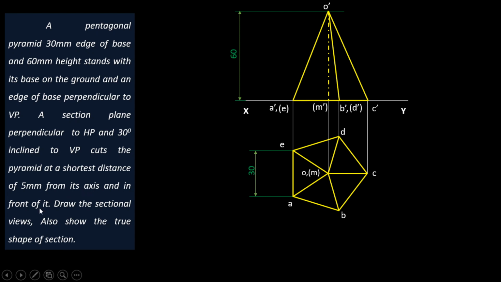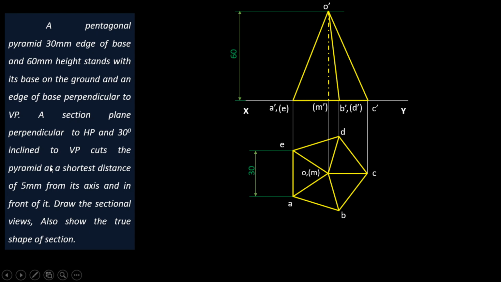We can draw a section plane 5 millimeter in front of the axis, or we can draw a section plane 5 millimeter behind the axis. Both cases are possible, but the question mentions that it is in front of the axis, that means in this region, and that section line should be 30-degree inclined to VP. That means in projection it is 30-degree inclined to XY, right? So we need to find the position of that section plane first.